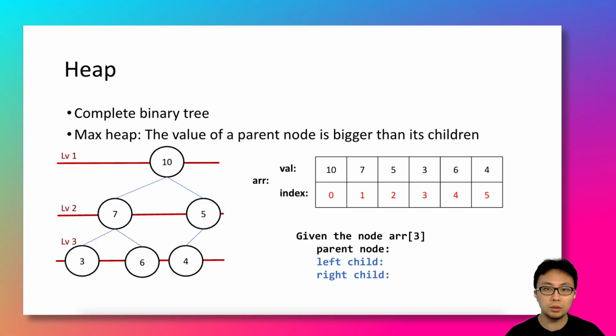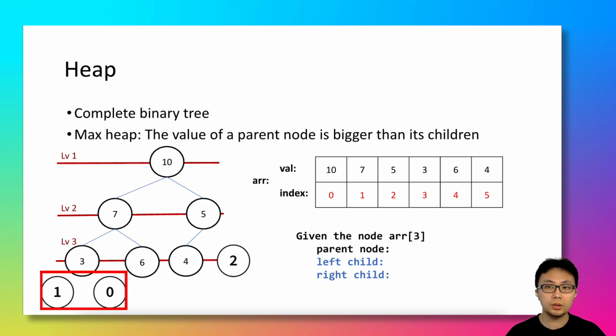Let's look at another example to verify our guesses. If the given node is 3 at index 3, its parent node's index will be 1. It doesn't have any children. Let's assume that the heap will grow to the extent so that it now has 2 children.